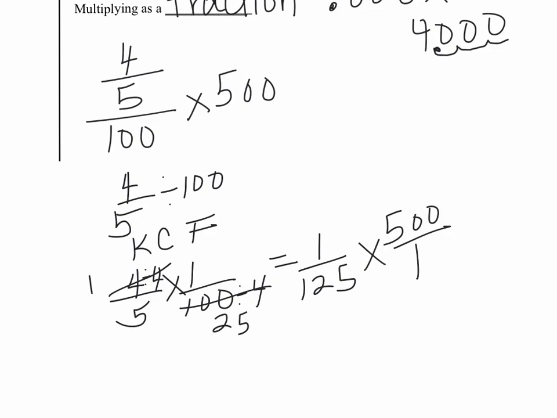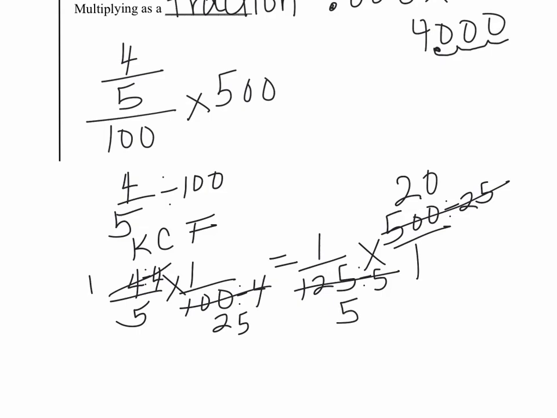25 can divide evenly into 125 and into 500. There are 5 quarters in $1.25, so there's 5 25s in 125. If there are 4 quarters in $1, $5 would be 20. There are 20 25s in 500. Mark that out and put 20. Mark that out and put 5.